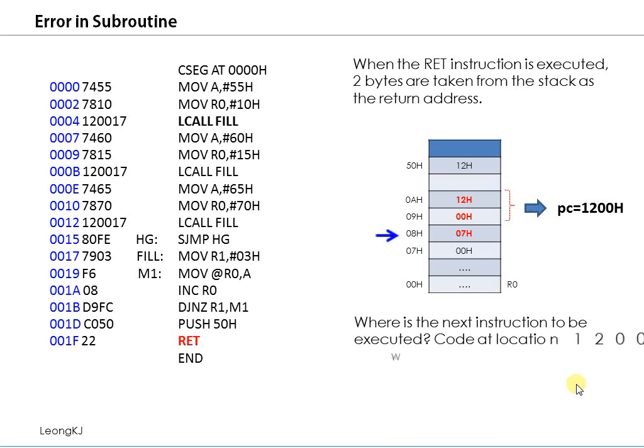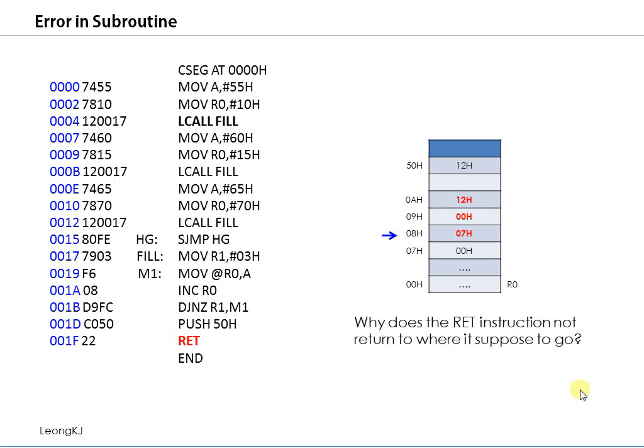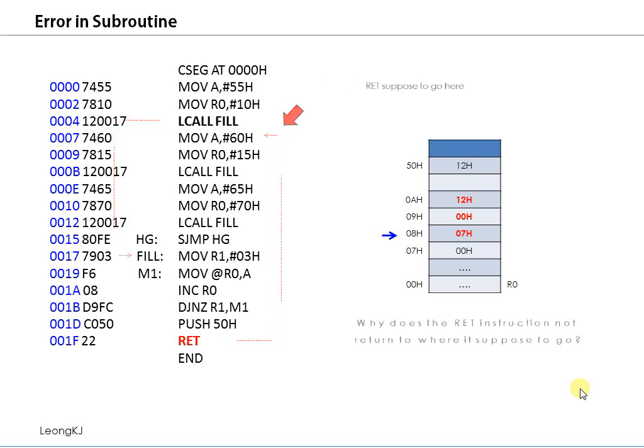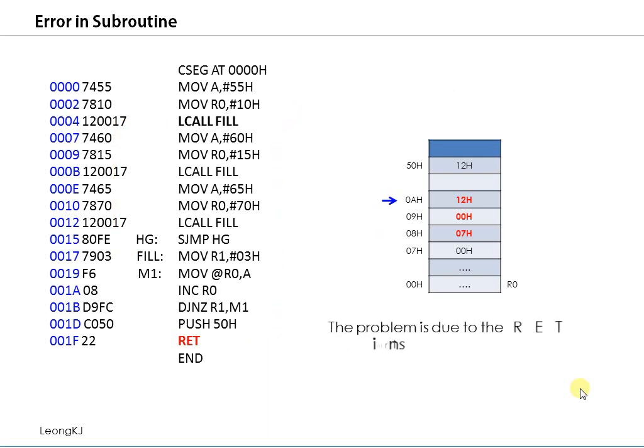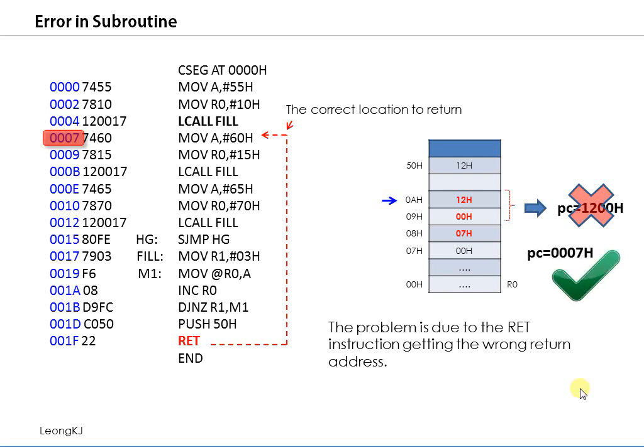Where is the next instruction to be executed? Code at location 1200. Where is that? Why does the return instruction not return to where it's supposed to go? The problem is due to the return instruction getting the wrong address. 1200 is a wrong address. The correct location is supposed to be 0007.